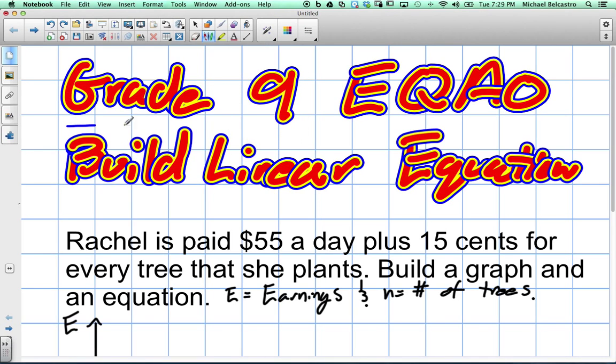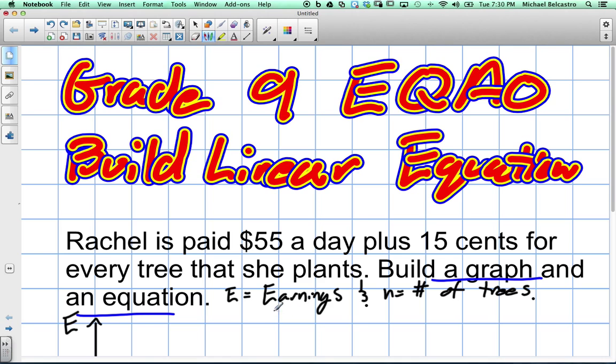Okay, this is a grade 9 EQAO question, and it's to build a linear equation. So we've been given this information here. It says Rachel is paid $50 a day plus 15 cents for every tree she plants. So she's obviously working as a tree planter somewhere. They want us to build a graph and an equation to represent this relationship.